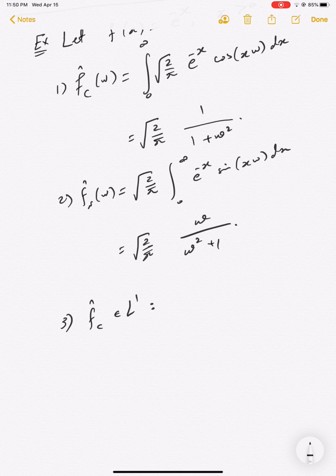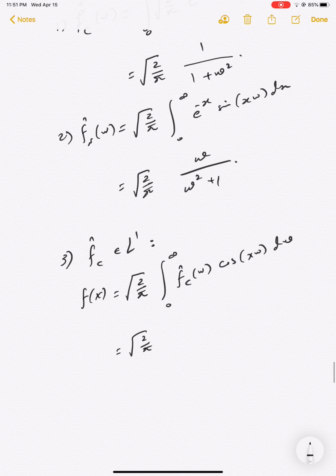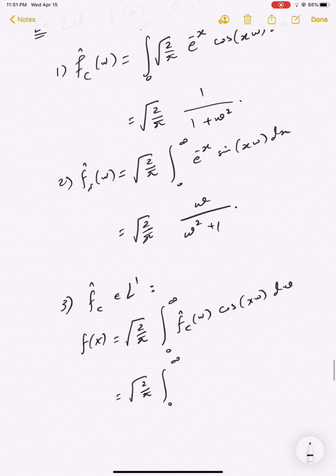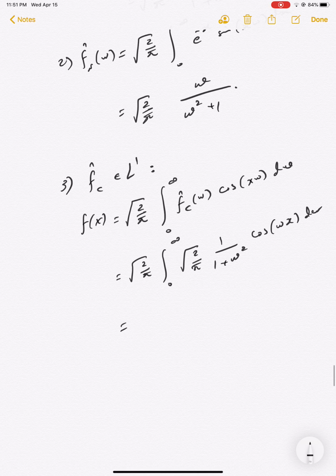What does the inversion formula say? It says f of x, and again, by f of x we mean f of x plus f of x minus over 2, is root 2 over pi integral from 0 to infinity, the cosine transform times the cosine itself, dw. If you substitute, what is f c hat? We just found it. It is this quantity, which is 2 over pi integral from 0 to infinity cosine wx over w squared plus 1 dw.